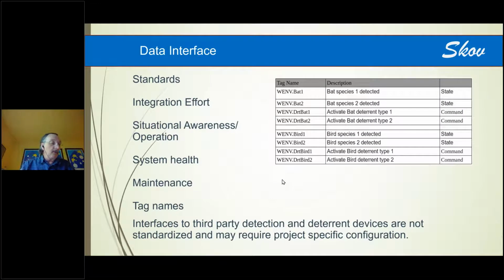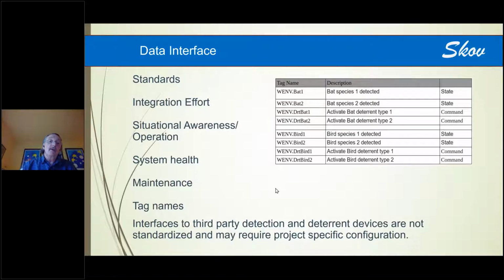Again, with multiple third-party vendors developing detection and deterrent systems, the interface to the SCADA system becomes a task that needs to be achieved every time we develop a new project or upgrade to new systems. So currently there are no real standard tag names or designs for how these signals should be specified. And we may, in the near future, reach a product maturity where it would make sense to begin to standardize some of these.